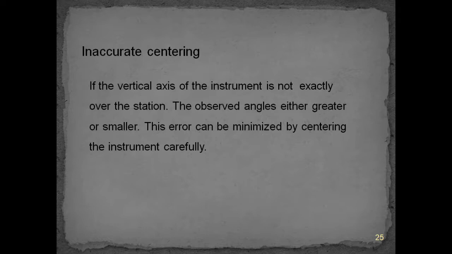Exactly. If you take a vernier theodolite, you will have an optical plummet. Through this optical plummet you see the point and make the instrument centered. Whereas if you take an electronic theodolite, you will have a laser point blinking on the station point. By that you adjust the approximate position: by moving the legs radially or circumferentially, and then using the foot screws you make it centered. Now, how can this error be minimized? By centering the instrument carefully.